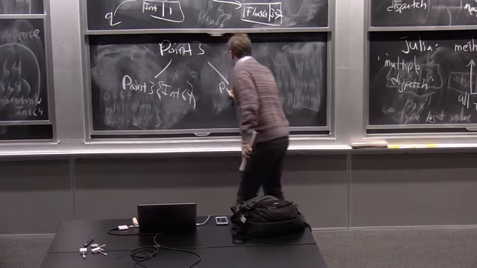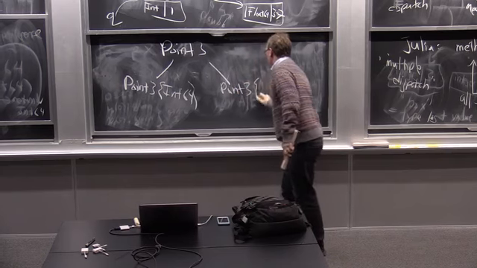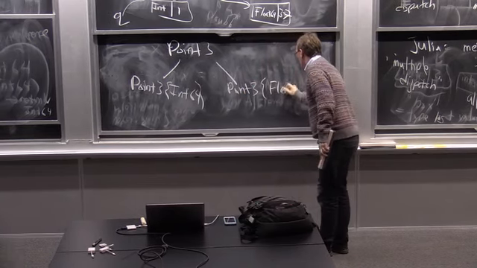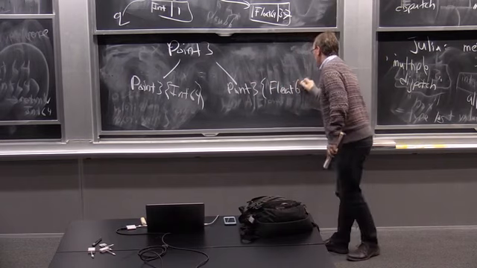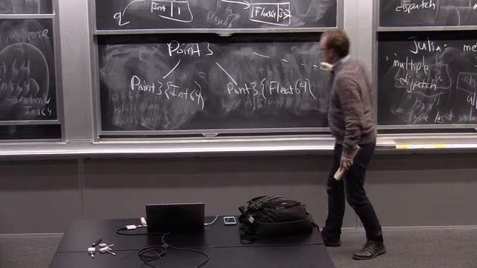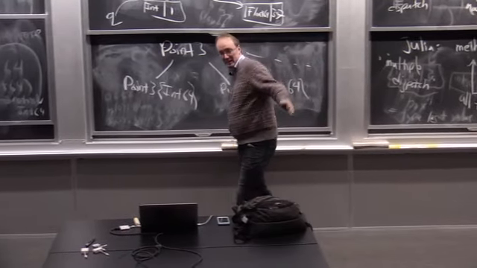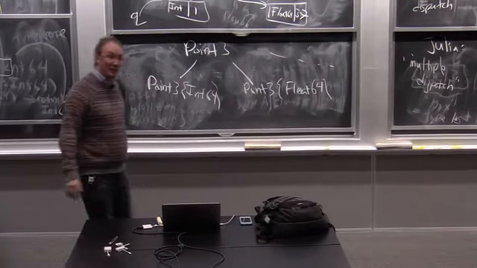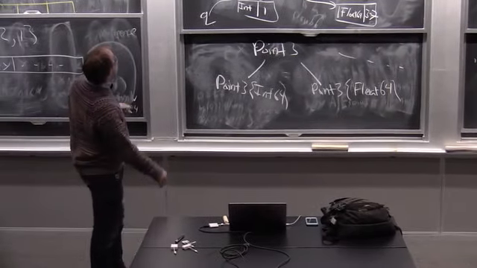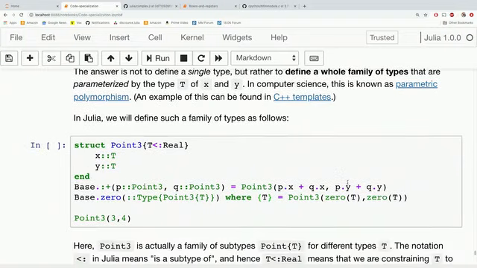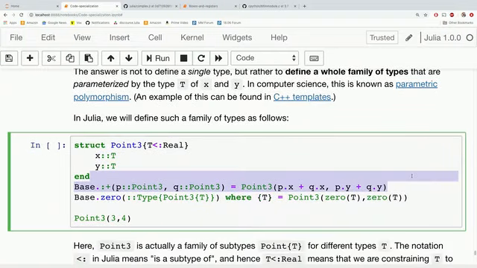There's a Point3 of float32, for float64, and so on. Infinitely many types, as many as you want, and basically it'll create more types on the fly just by instantiating. Otherwise it looks the same. The plus function is basically the same.